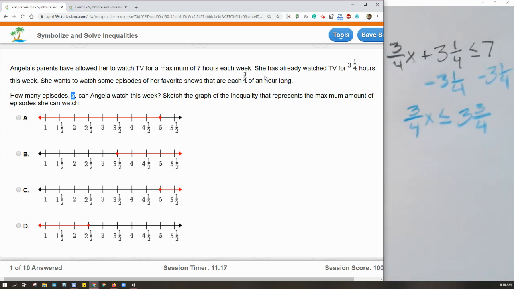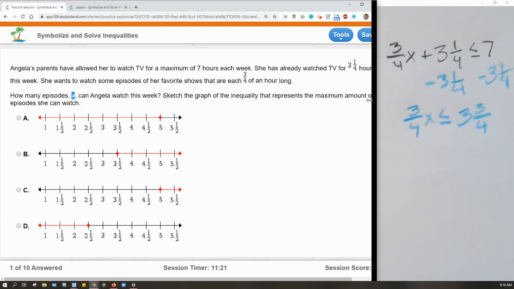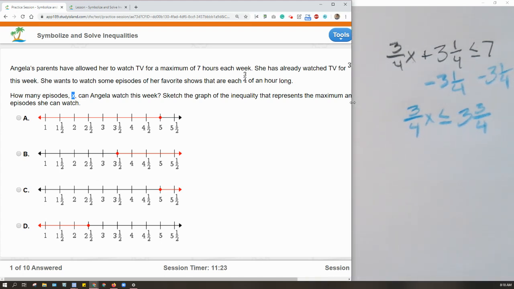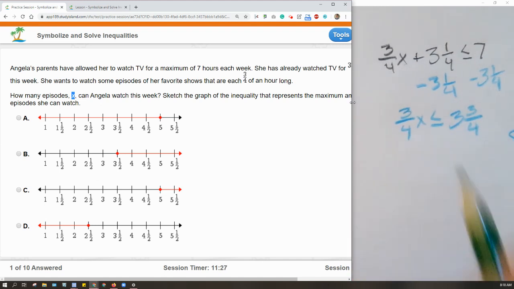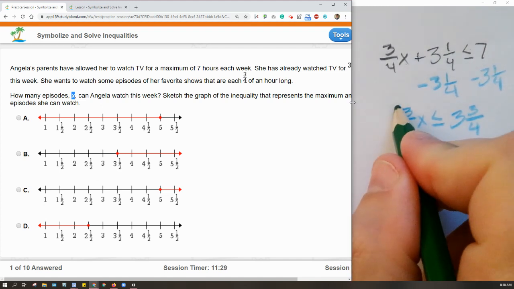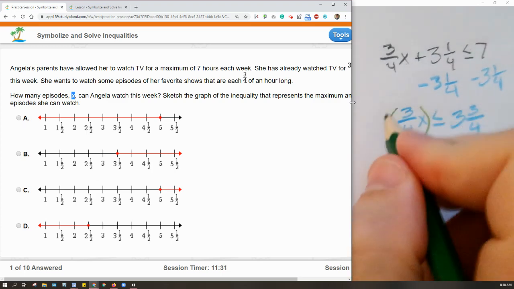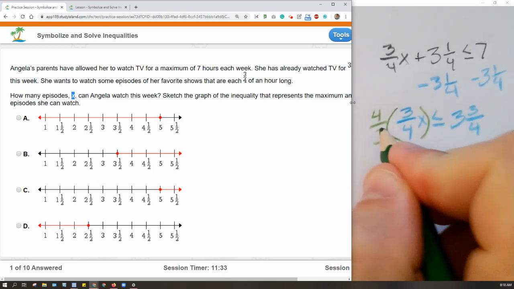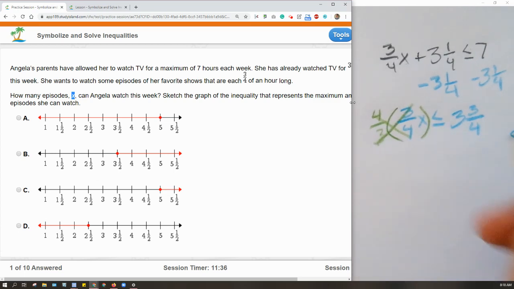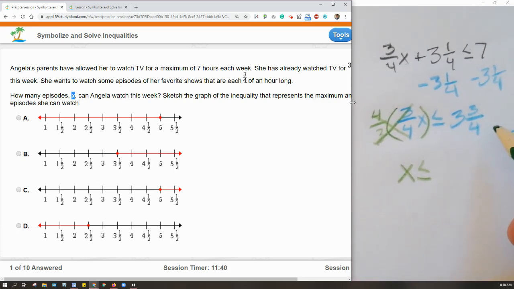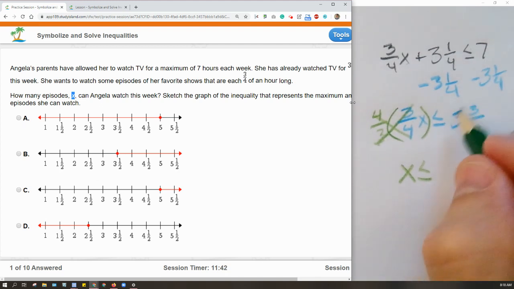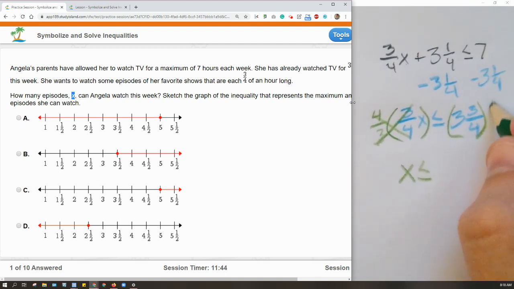Now, just like our last problem, we want to divide by 3/4. So how do we divide by a fraction? We multiply by the reciprocal. So again, what I'm doing right now is I'm dividing by 3/4, because you always divide by the coefficient when you get down to this step. So I'm dividing by 3/4, and the way I'm doing that is I'm multiplying by 4/3. It's how you divide by a fraction. So those all cancel out, and I've got X is less than or equal to. I have to obviously multiply the other side by 4/3 because I multiplied the left side by 4/3.